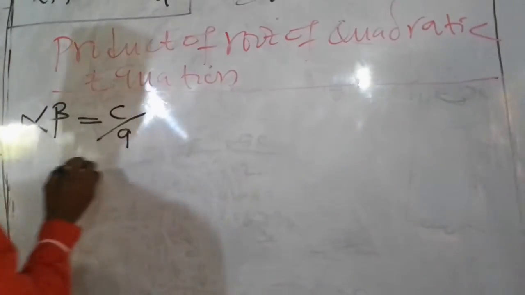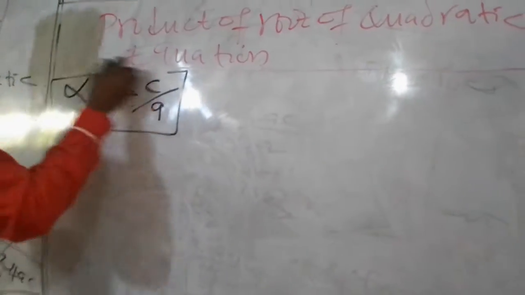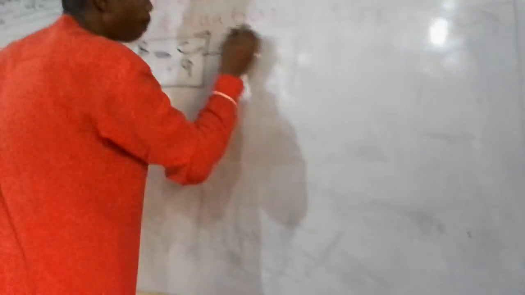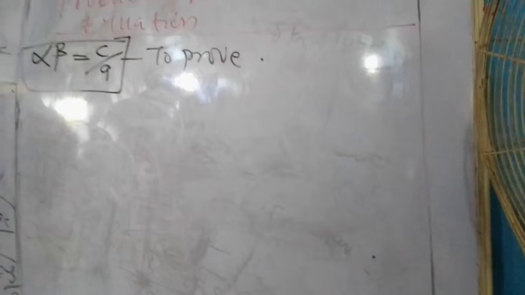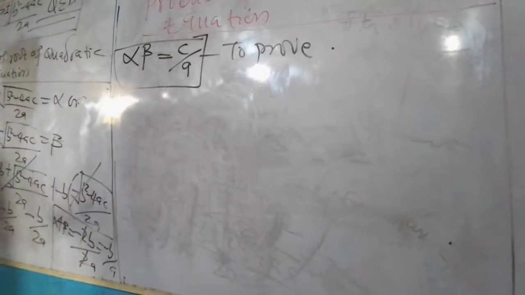We want to prove that, isn't it? We have to prove. We want to show that alpha beta is what? c all over a. That is what we want to show.